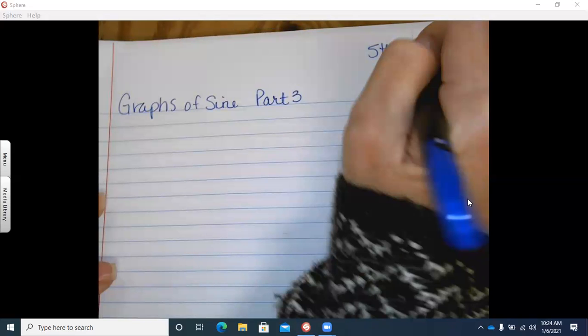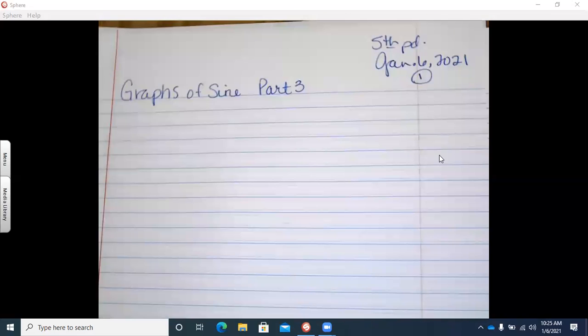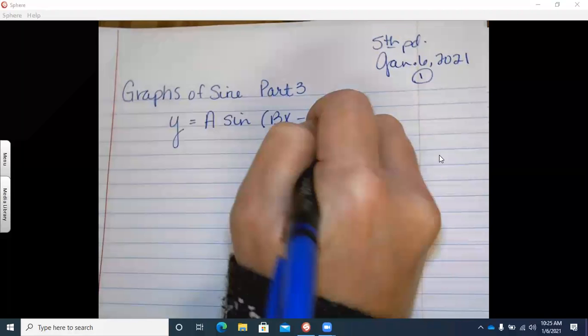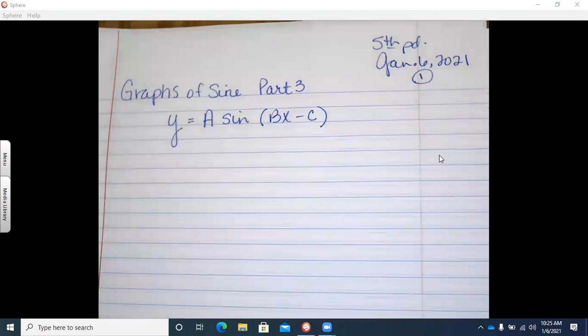So today we are still graphing sine, but we're going to graph equations in the form y equals a times the sine of bx minus c. So we've graphed just y equals sine of theta, y equals sine of x. We've graphed y equals a times the sine of x, where the a changed our altitude. And then last class we learned about y equals a times the sine of bx, which we know, if b is something other than 1, is going to change our period, right?